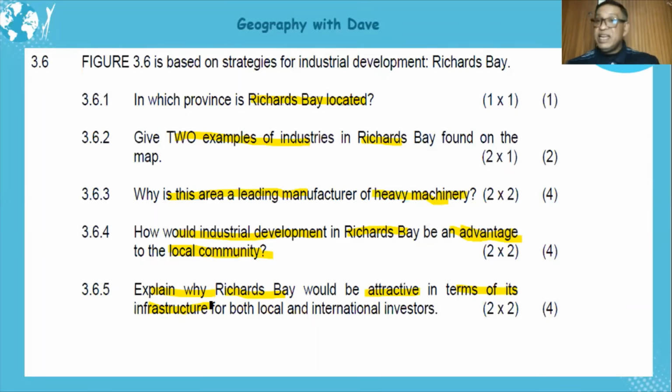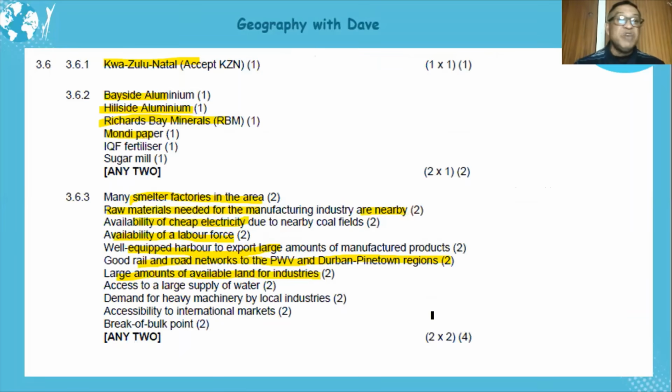Sometimes my highlight just goes through the whole sentence. Okay, you'll highlight, but the main words here are attract, in terms of its infrastructure, to both local and international investors. So what is the infrastructure? Transport infrastructure, etc. That's what we see, the port and this and that will make it attractive. The linkages between areas. Okay. All those things, you know, learners, it's only 2 points you have to give.